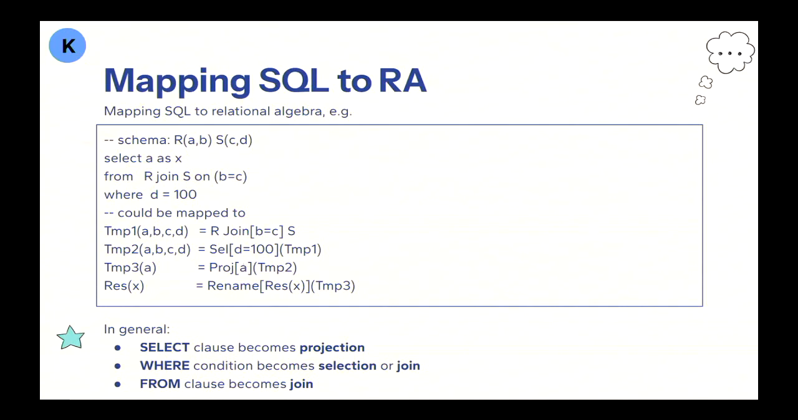So the basic mapping here is: the select clause becomes projection, so it is used to specify the attributes we would like to have in our result tuples. And the where condition becomes selection or join, so it is used to specify the condition for filtering tuples. And the from clause normally becomes join.